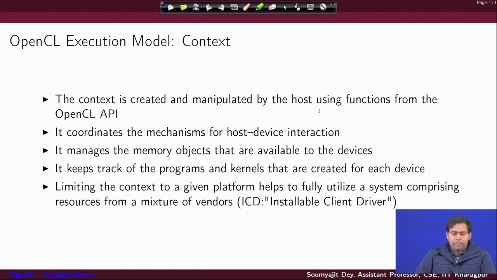Now, limiting the context to a given platform helps to fully utilize a system comprising resources from a mixture of vendors. Why do we need the definition of a context? The primary reason is the OpenCL platform model. You may have built a large compute system with multiple different kinds of devices from different vendors, let us say Intel, AMD, or somebody else, all connected to the PCI Express bus.